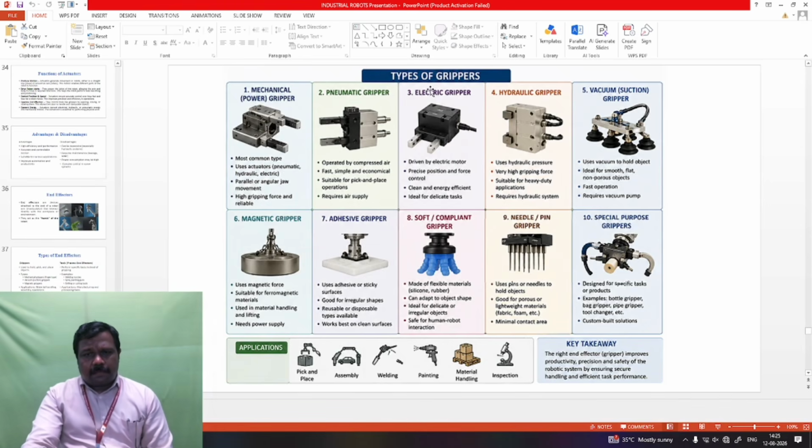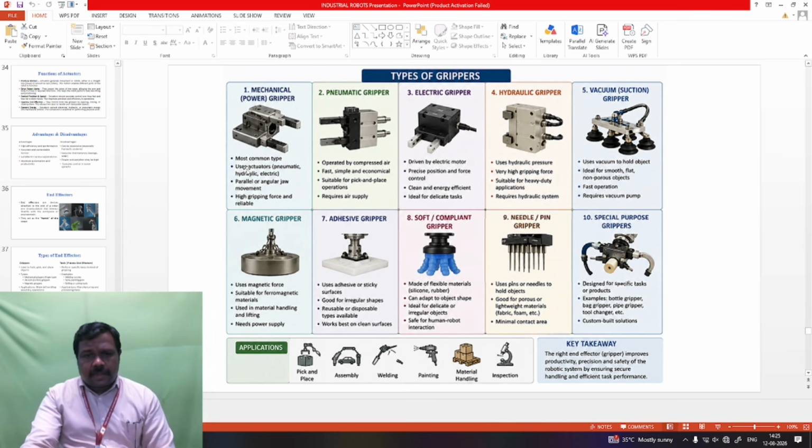Different types of grippers: mechanical gripper, pneumatic gripper, electrical gripper, hydraulic gripper, vacuum gripper, magnetic gripper, adhesive gripper, needle gripper and special purpose grippers. The mechanical gripper is the most common type, uses actuators, with high gripping force and reliable.